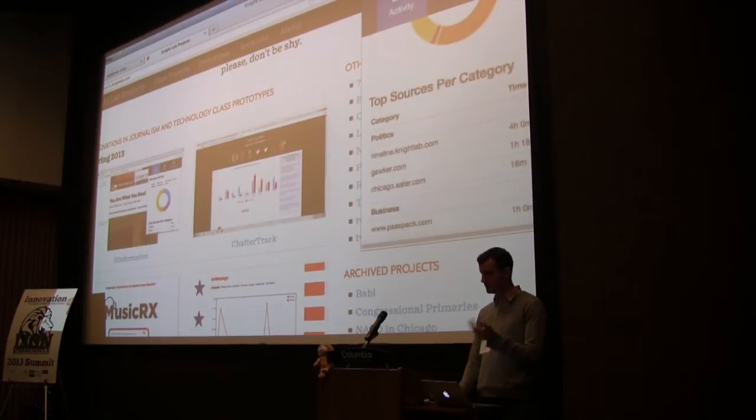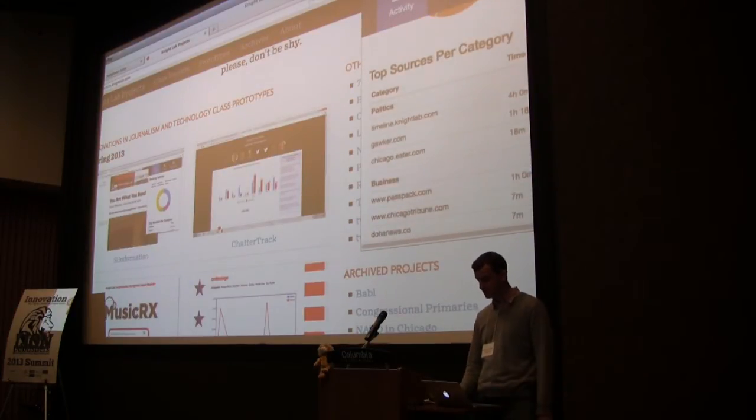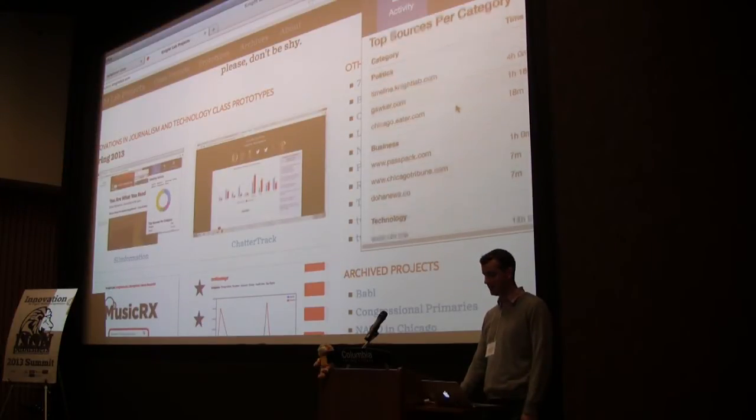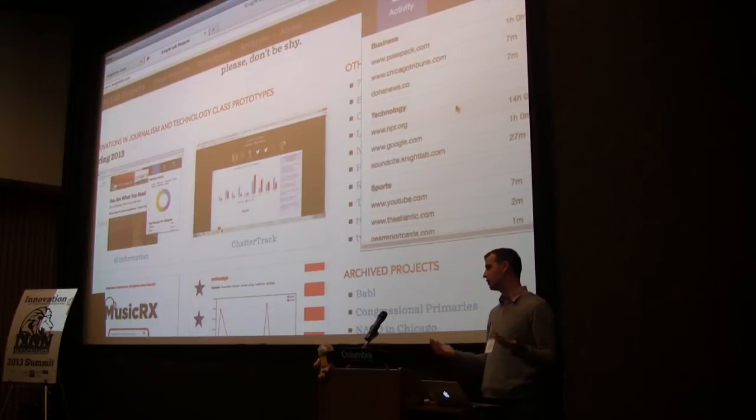You're going to see some huge mistakes here, but politics is saying timeline.nightlab.com is part of my reading list, which obviously is miscategorized. Gawker, probably not great. Chicago Reader, probably also not. Politics. But this is, again, the prototype that came out of a class, and we're just getting started developing this, but that's where it's headed.